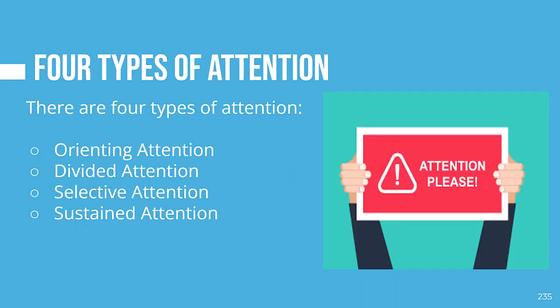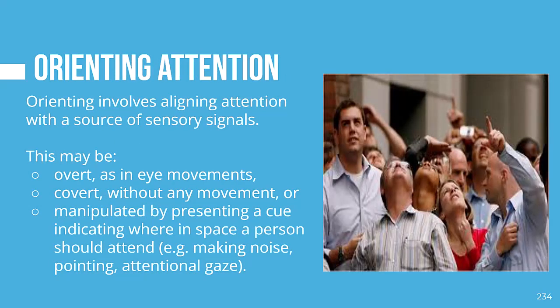There are 4 types of attention: orienting attention, divided attention, selective attention, and sustained attention. Orienting attention involves aligning attention with a source of sensory signals. This might be overt, as in eye movements, or covert, without any movement. Orienting can be manipulated by presenting a cue indicating where in space a person should attend, thereby directing attention to the cued location. This picture shows an example of how orienting attention can be manipulated. If one person starts to look up and point, other people will be cued to also look up in the same direction.